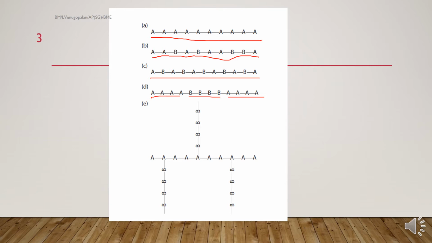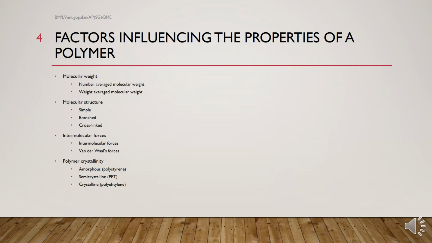Now the last one is a graft copolymer, where you have one monomer forming the main chain, and the other monomer is just branching out from the main chain. That is why this is the graft polymer, because it's just getting grafted. It's like taking a graft cutting out of some plant, right? So now, what are the factors that influence the properties of a polymer?